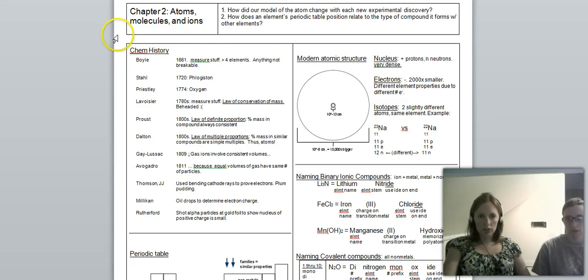All right, this is chapter 2, which talks a little bit about the history of chemistry and how we developed the atomic theory, and then some atomic theory and a bunch of naming. Maybe a little periodic table, it looks like, down there.